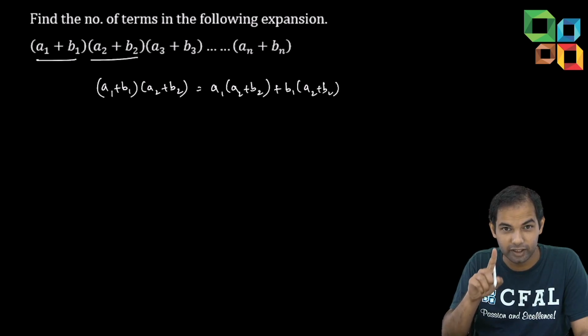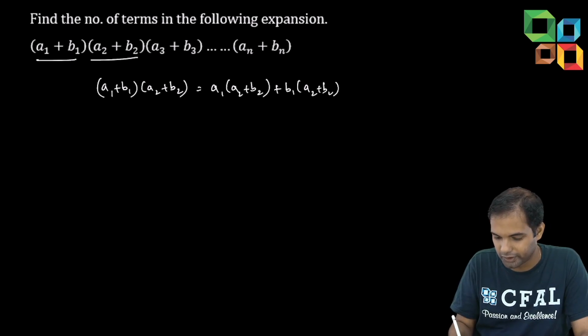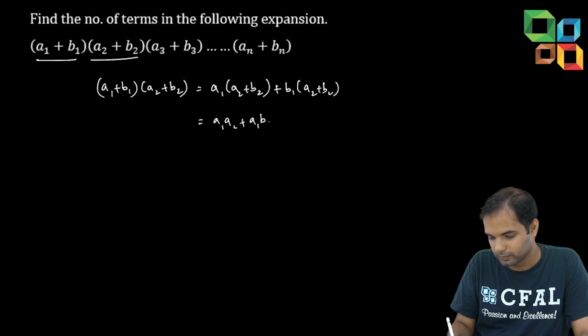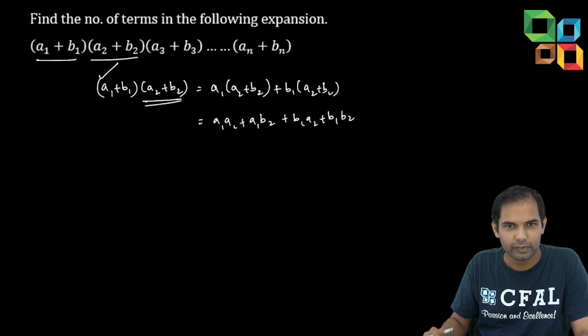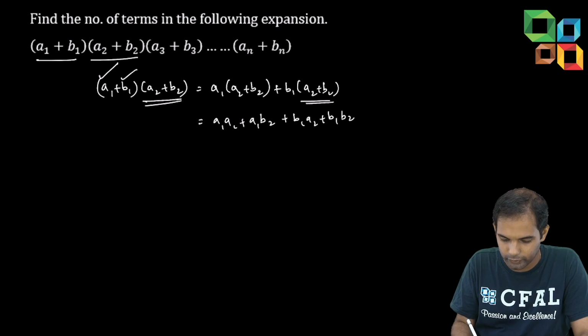So each will correspond to two terms. So what are you going to get finally? a1 a2 plus a1 b2 plus b1 a2 plus b1 b2. But in other words, one of the terms here is going to get multiplied here, right? And give me two terms. The second is going to multiply here and give me two terms. So totally four terms.